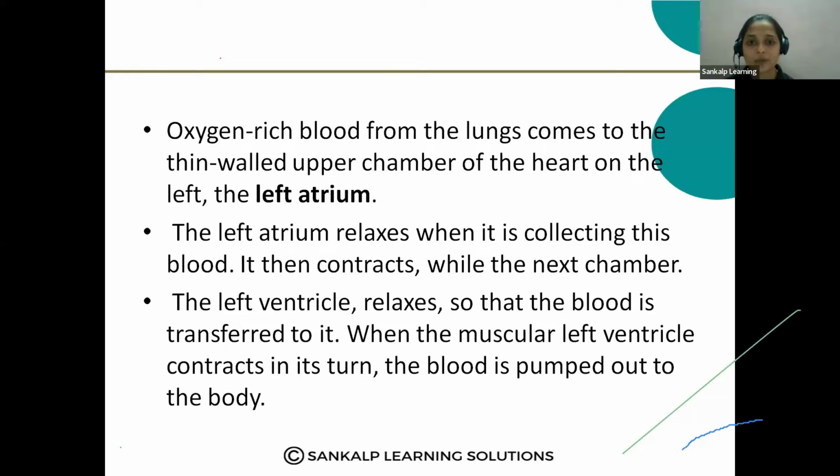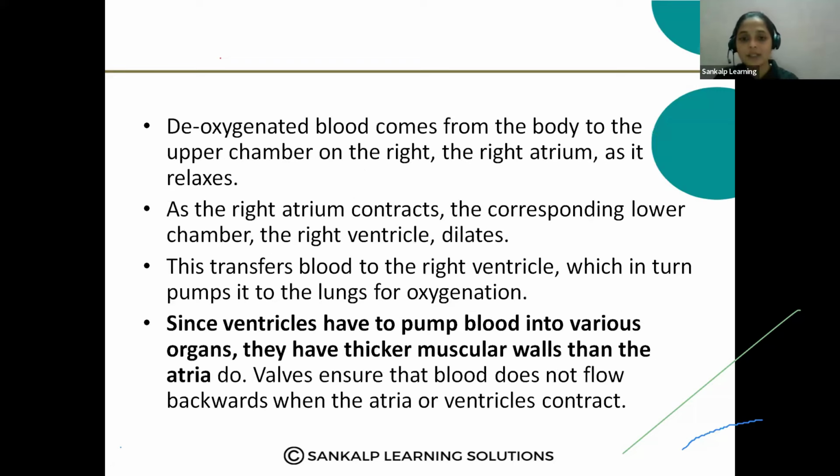What I explained before: oxygen rich blood that comes from the lungs comes to the left atrium. The left atrium relaxes and collects the blood. When the left atrium contracts, it moves the blood to the next chamber. Which is the next chamber? That is nothing but the left ventricle, right? So when it receives the blood, it contracts and the blood is transferred to the aorta. The aorta transfers the blood to the different parts of our body.